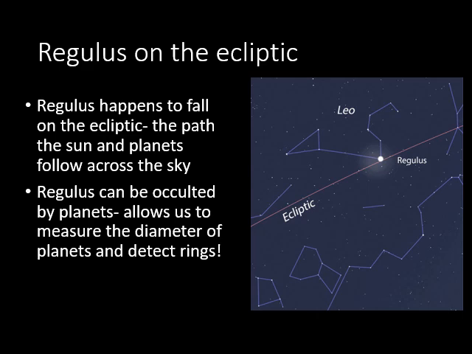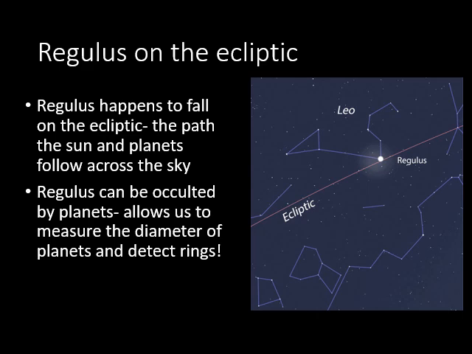And because the ecliptic crosses pretty much right over Regulus, every once in a while, some of our planets are going to cross in front of, or occult, the star Regulus. They're going to block out the light from Regulus. Now, this is something fun that amateur astronomers love to go outside and watch, but it also offers scientists some unique opportunities to make some measurements.